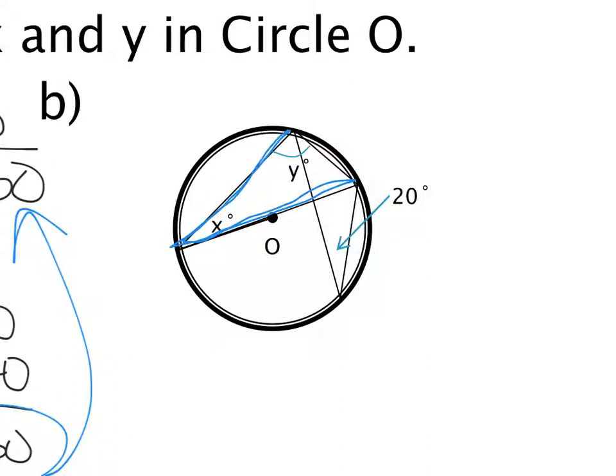And then I have angle y, which is going to be here and to here. So, any suggestions or anybody know how we can find either x or y?